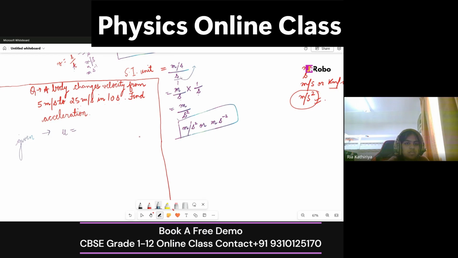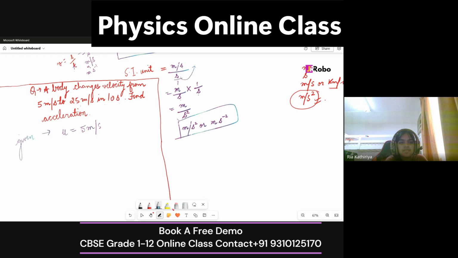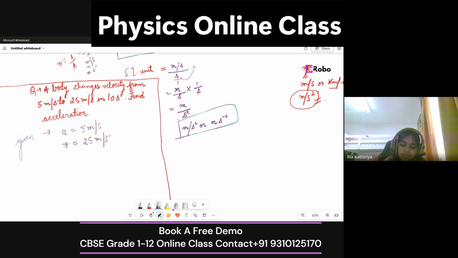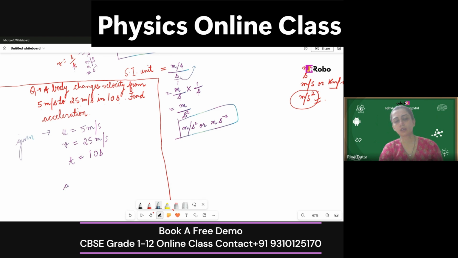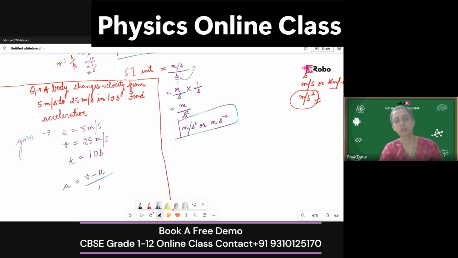Yes, it's 5, because it's clearly stating that a body is changing its velocity from 5 meter per second to 25. Initially it was moving at this velocity and it changed its velocity, which means the final velocity will be 25. And how much time did it take? It takes 10 seconds. So very simple. You know the formula for acceleration is equal to v minus u upon t.